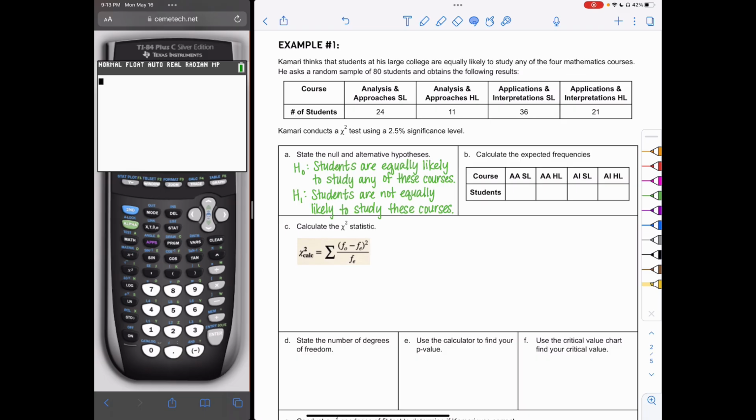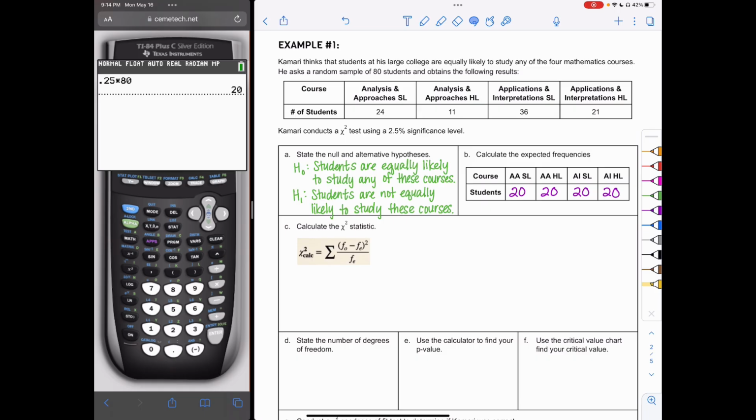So next, we have to calculate the expected frequencies. What do we expect to happen? Well, if it says that we are talking about being equally likely to study any of those four courses, that means that there needs to be the same amount of students in each course. So we know that we have a 25% chance, and if we take 25% times 80, we would get 20. So that lets me know that each of my expected frequencies should be 20 in each one of those boxes.